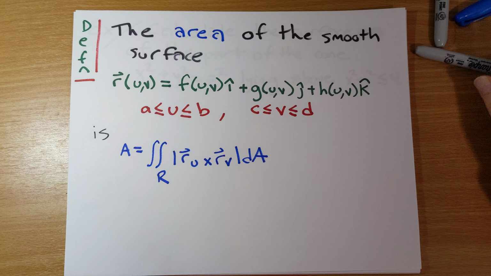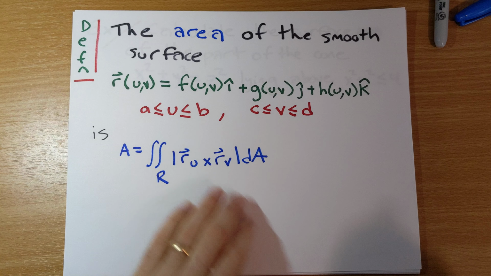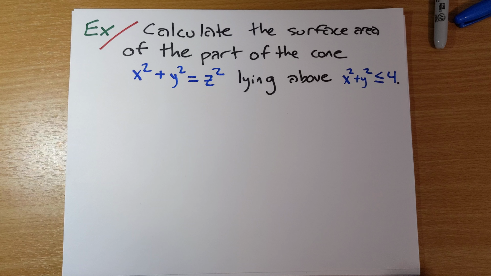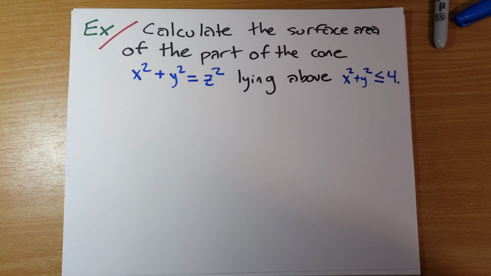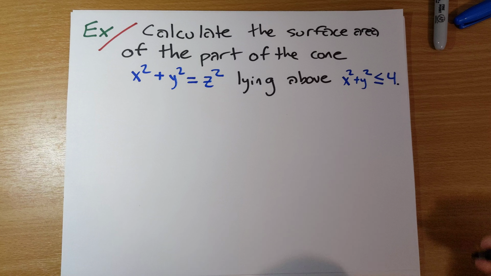Let's use our area formula again. Here's our formula for surface area. And take a look here. Calculate the surface area of the part of the cone x squared plus y squared is equal to z squared, lying above x squared plus y squared is less than or equal to 4.